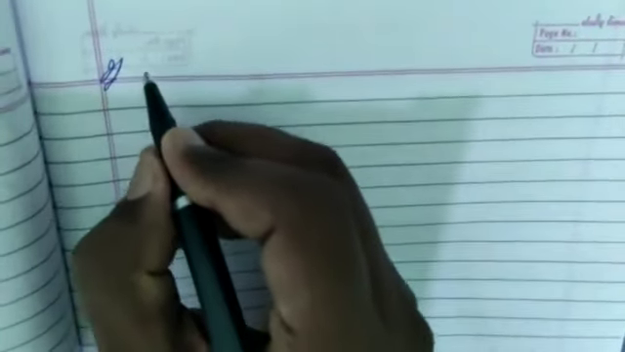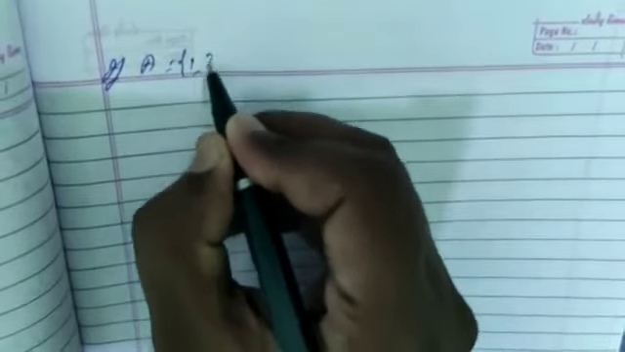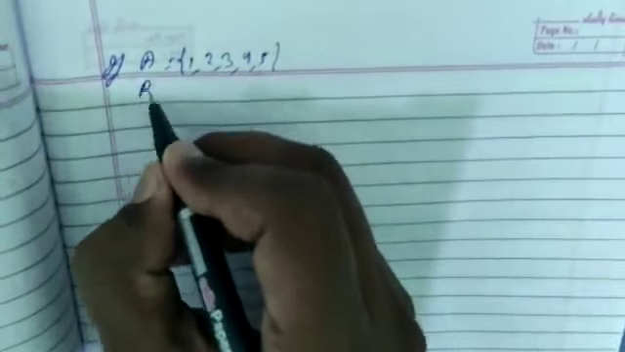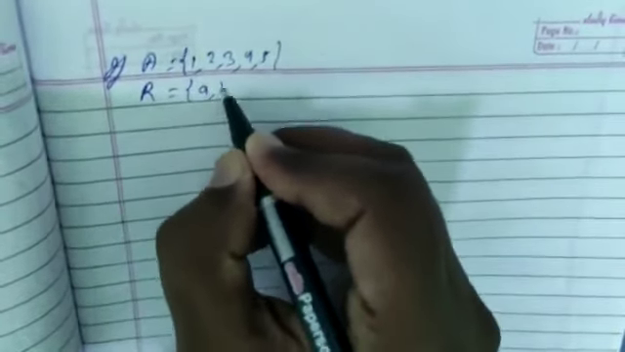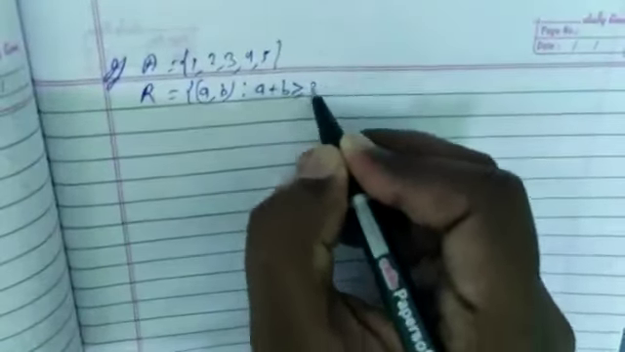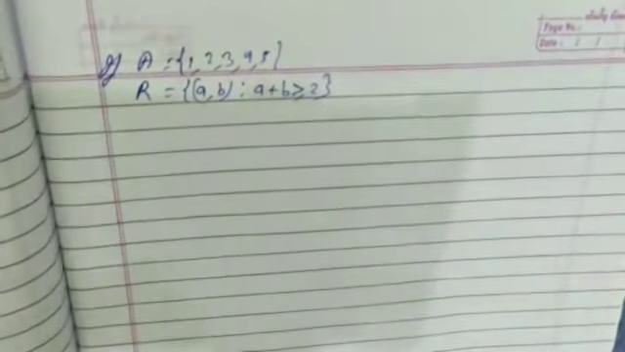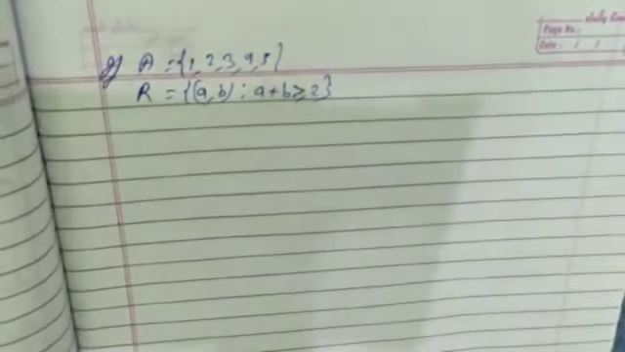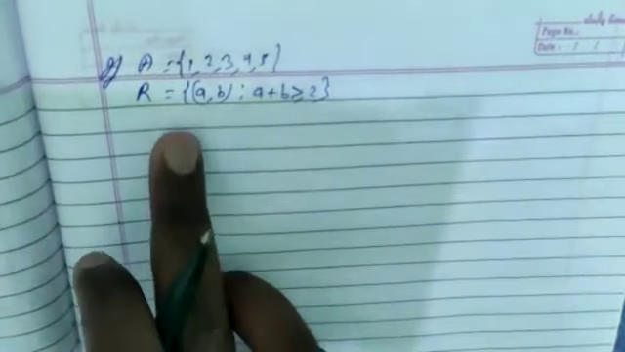My dear students, the previous video's topic is relations. For example, if A is equal to {1, 2, 3, 4, 5} and the relation is R = {(a, b) such that a + b is greater than or equal to 2}. The topic taught yesterday was relations, and these are some related examples.